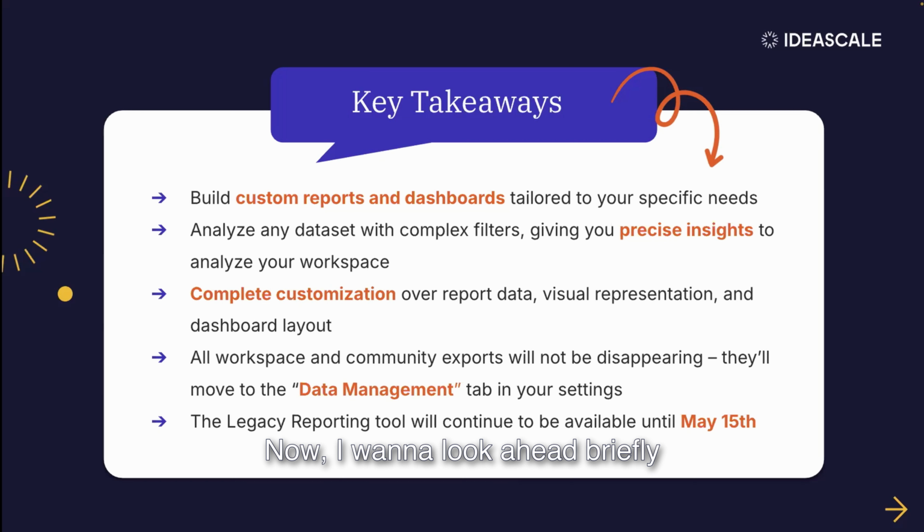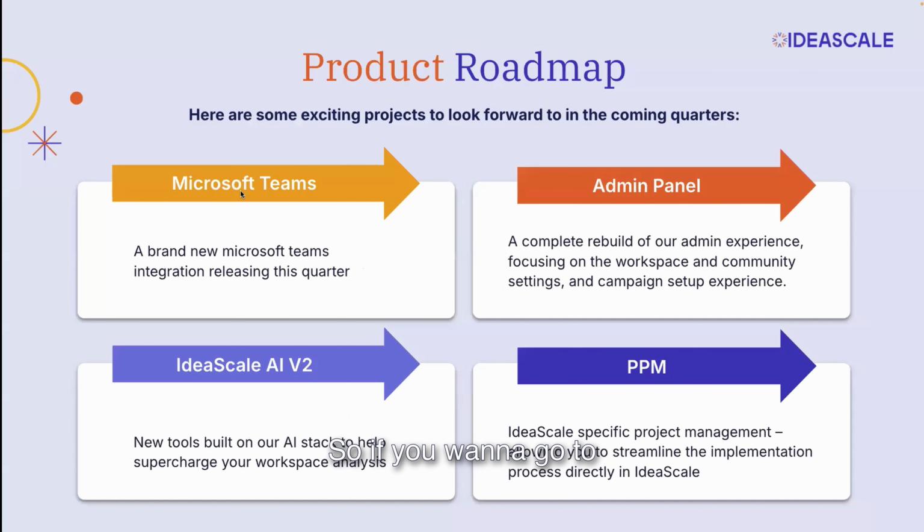Now I want to look ahead briefly before we get into the Q&A section and talk a little bit about what we're planning on our roadmap. So if you want to go to the next slide, Cassandra. Some projects that we're planning on our roadmap, and this is not everything, this is just what I think is helpful to highlight today. Starting with Microsoft Teams, we're building a brand new Microsoft Teams integration that we're hoping to release in the coming months. This integration is totally rebuilt and is focused on end user engagement and is going to completely transform how users can engage with Teams within IdeaScale, or within IdeaScale with Teams, I should say.